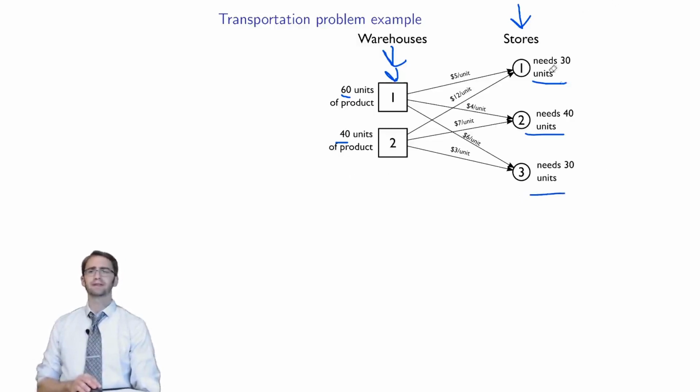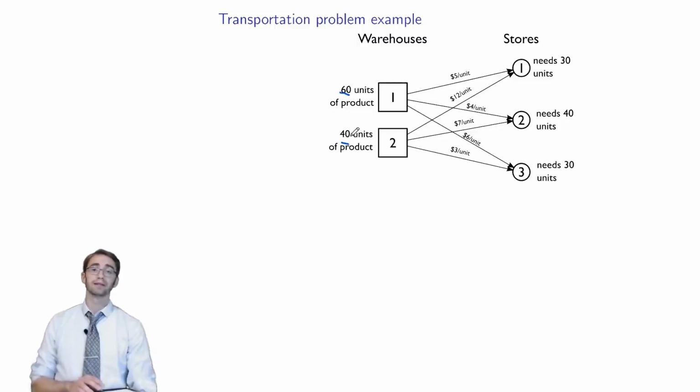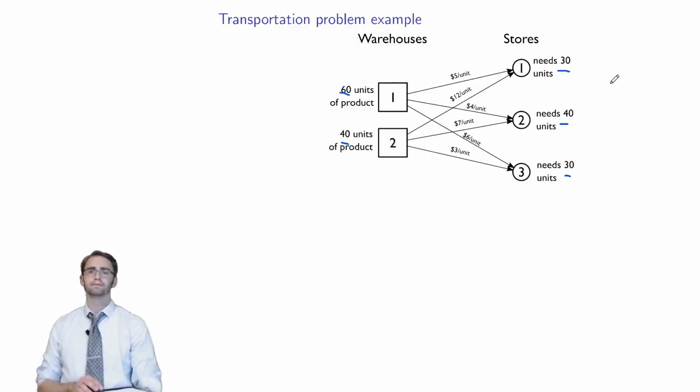You'll notice that I've set things up, let me clear things up a bit, in a way that the total amount of the product that the warehouses have is 60 plus 40, which is 100. So collectively between these two warehouses, there are 100 units of the product. And collectively among these stores, the amount of demand is exactly 100 as well, 30, 40, 30. So supply, in a sense, matches the demand.